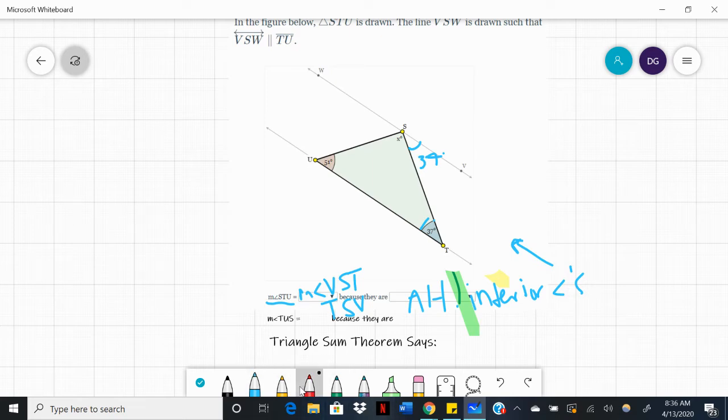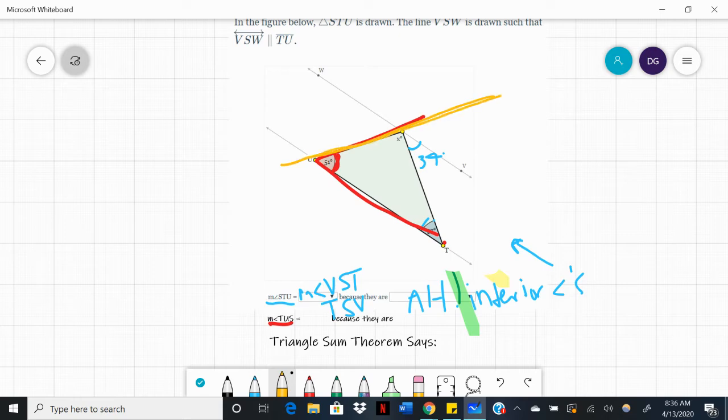Now, let's look at the second part. We want to look at the measure of TUS. So start at the first letter, T, go to the second letter, U, then the last letter, S. So that is this 51 degrees right here. Now, let's take a look at this last side right here.